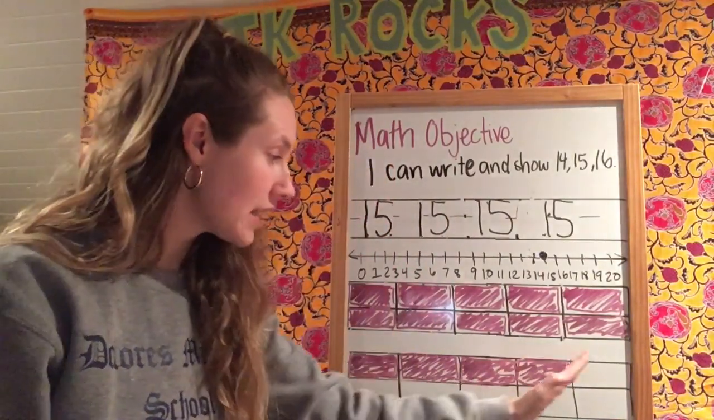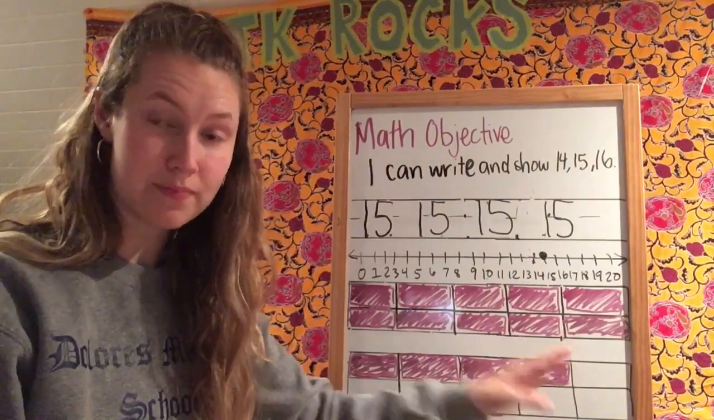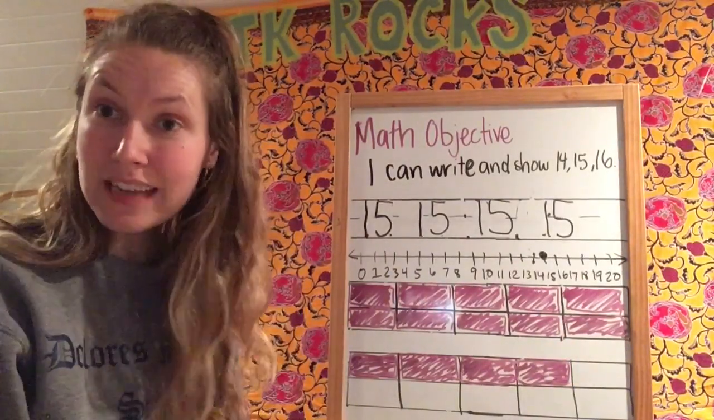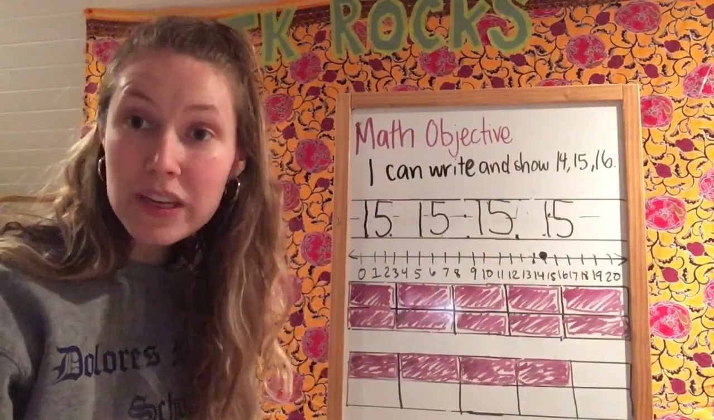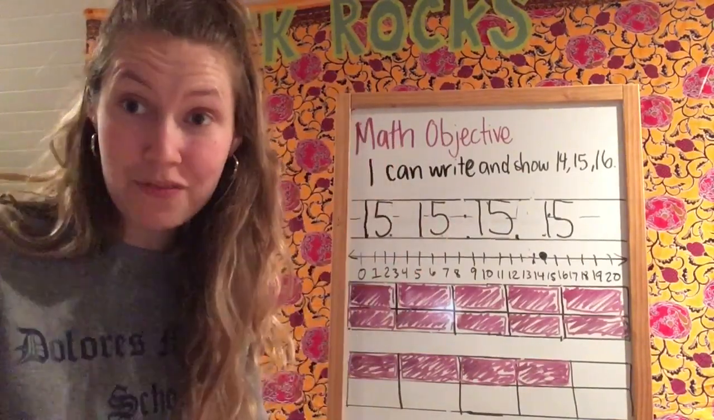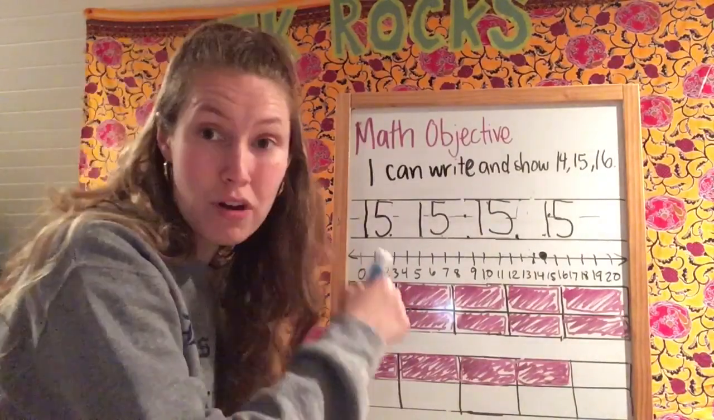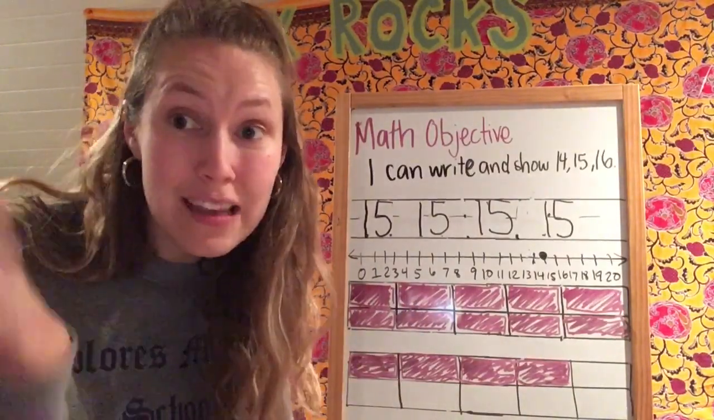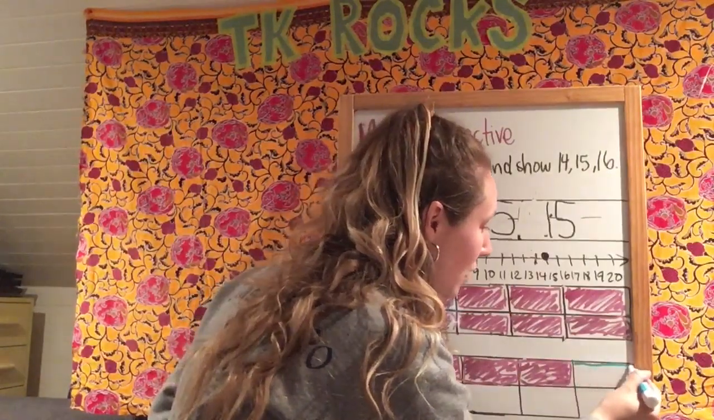When we looked at 14, we added 4 frames to 10. And we just said that if we added 5 to 10, we could make 15. So what I'm going to do is just fill in 1 more of my frames, and we're going to count and see if we're right, if we get 15. So here I go. I'm filling in 1 more.